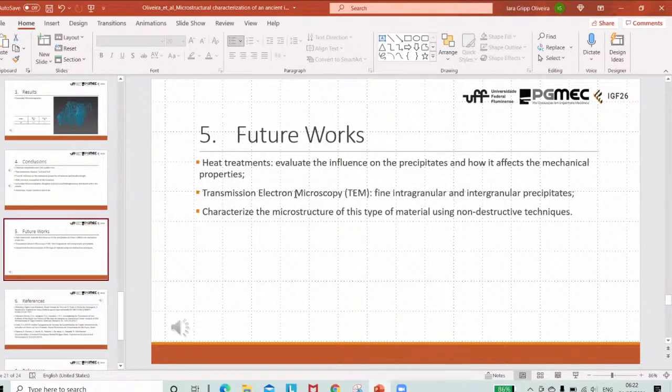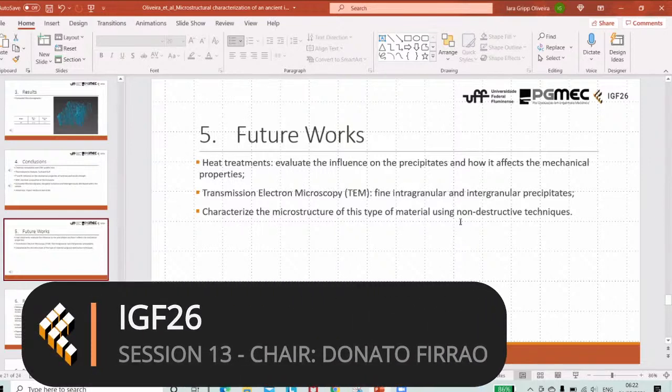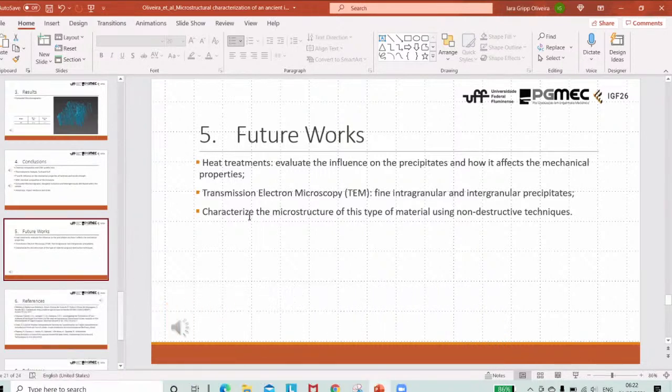And here I give some future works, like heat treatments, where we can try to minimize the influence of those precipitates and try to evaluate the degradation process and how it impacts the mechanical properties of it, to analyze those fine intragranular and intergranular precipitates that we can see on some images by the scanning electron microscope, and also characterize the microstructure of this type of material using non-destructive techniques, because we will not always be able to remove samples of those structures. So trying to characterize it with non-destructive techniques would be interesting. Basically, that's it.